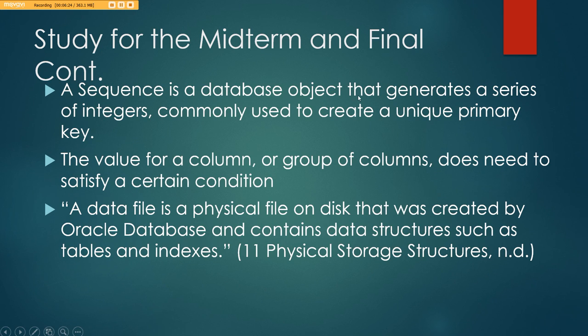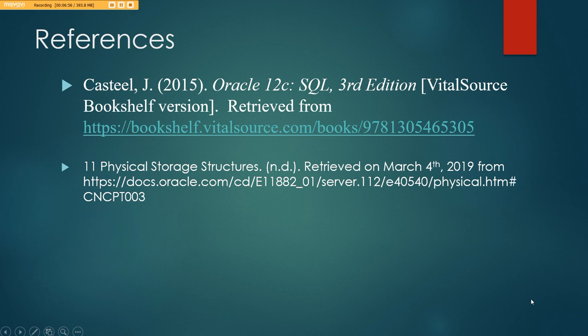A sequence is a database object that generates a series of integers commonly used to create a unique primary key. The value for a column or group of columns does not need to satisfy a certain condition. A data file is a physical file on the disk that was created by Oracle Database and contains data structures such as tables and indexes. And these are just my references for the pages that I have.